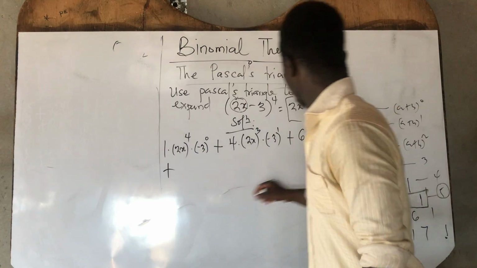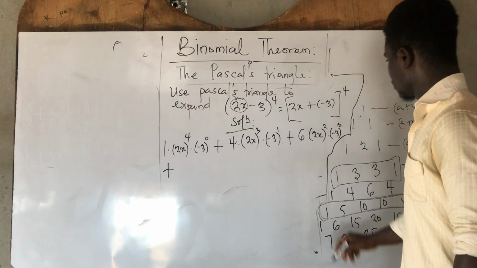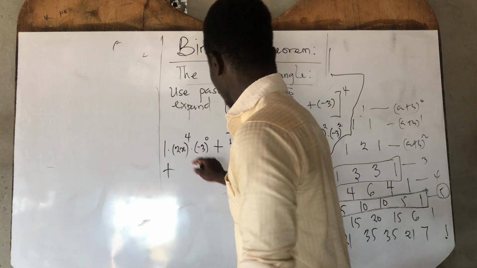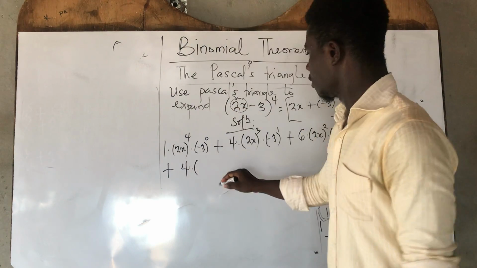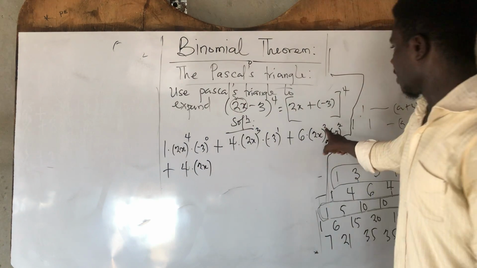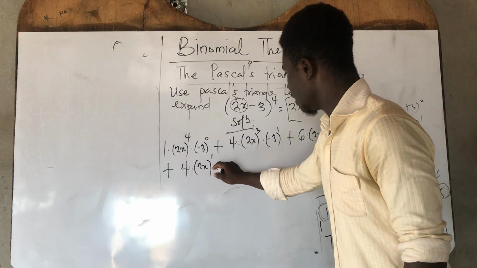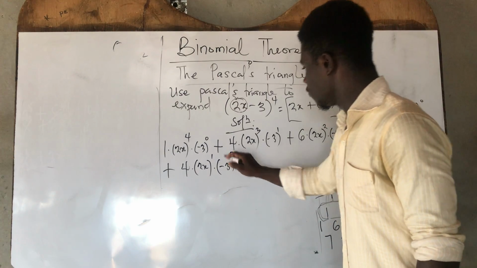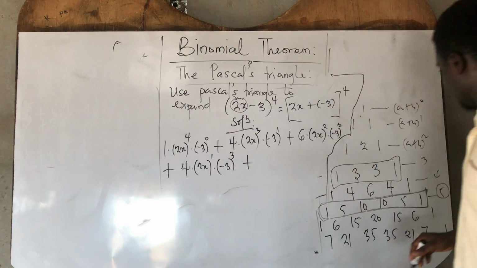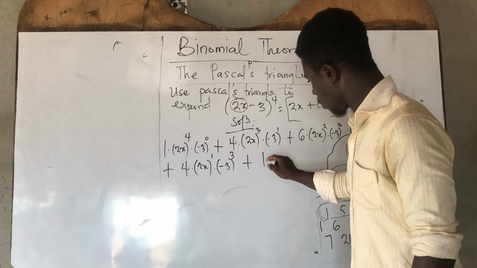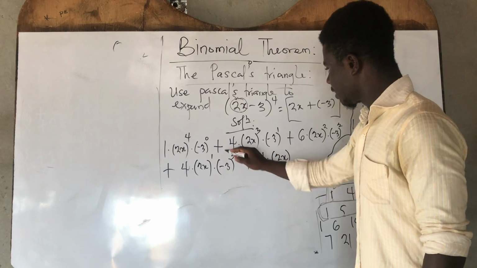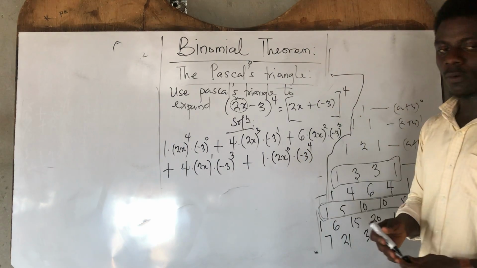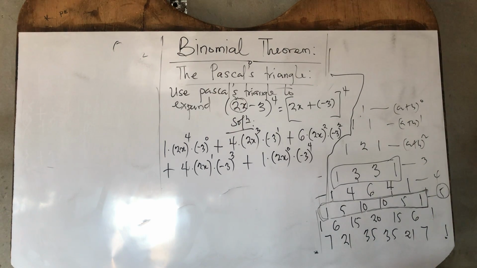Then plus. We have the next coefficient, which is 4. So 4 times 2x. It is decreasing, so it will move towards 1. Then times minus 3. It is increasing, so it will move towards 3. Then plus again our last coefficient, which is 1 times 2x. It is decreasing, so it will move to 0, times minus 3. It is increasing, so it moves to 4. So watch it very carefully.